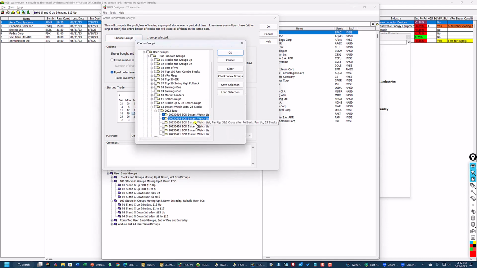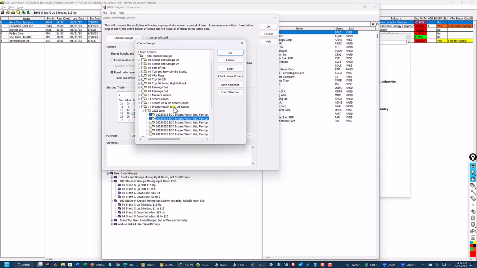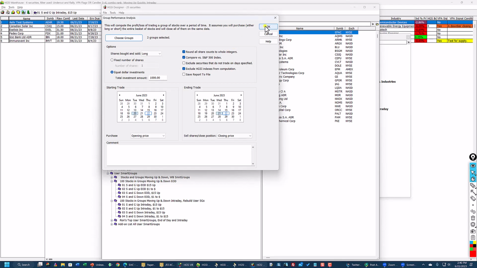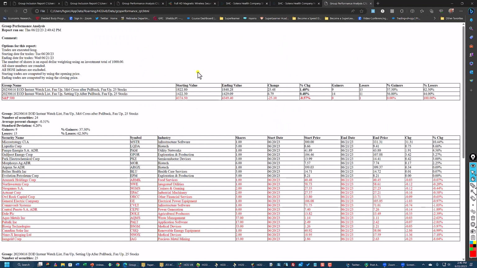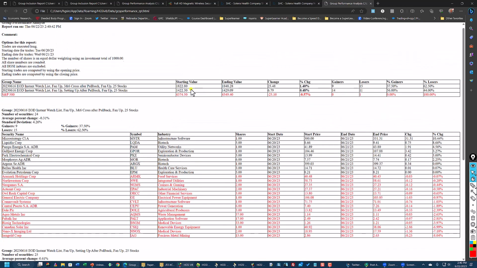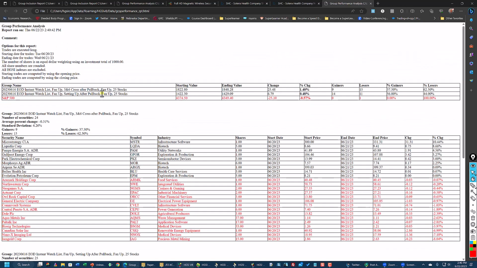Okay, so we're selecting these two groups from the 16th. See the 16th on here? And this is through last night's close. So here's the two groups, and you can do this every day. You can do this with your own groups to see how your selections are doing.